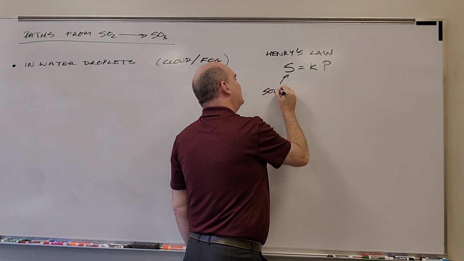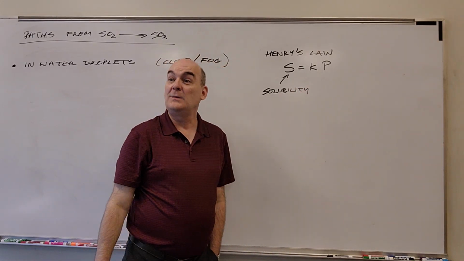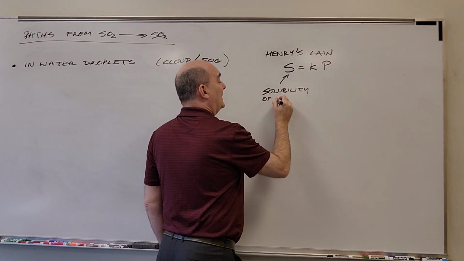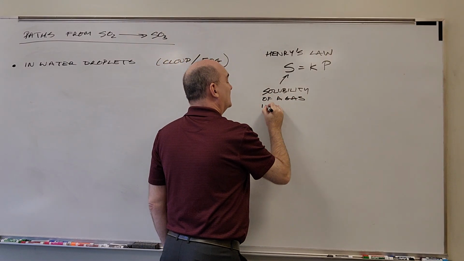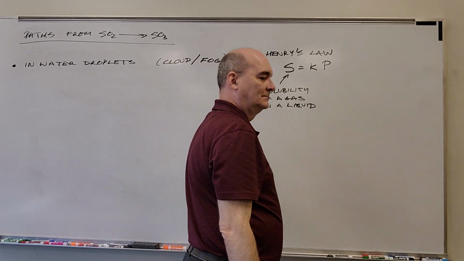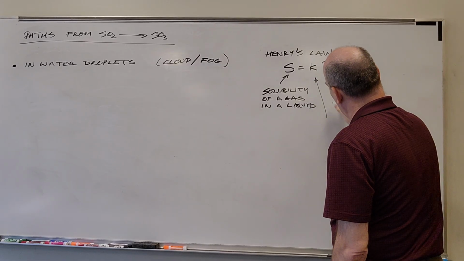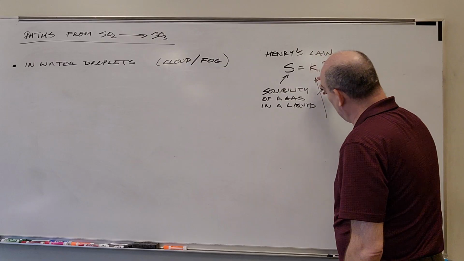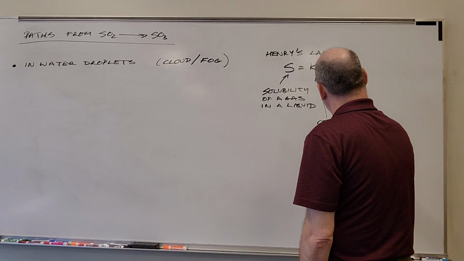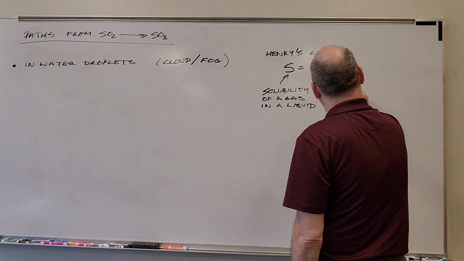S is solubility. Now we're going to be specific. S is solubility of a gas in a liquid. K, or sometimes you could put the H there for Henry, is a constant. And then P is the pressure of the gas.